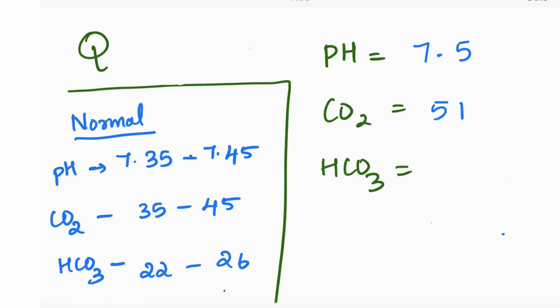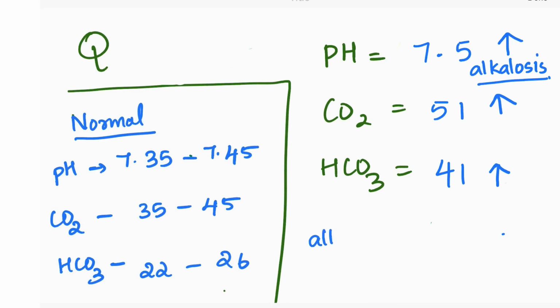Next question: pH is 7.5, carbon dioxide 51 and bicarb is 41. pH is high, so alkalosis. Now carbon dioxide is also high because our normal range is 35 to 45. Bicarb is also high. Everything is high. Right, what do we do?